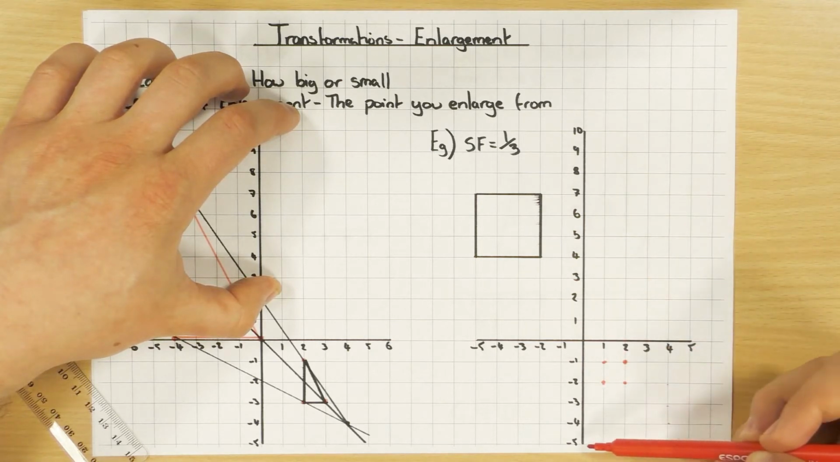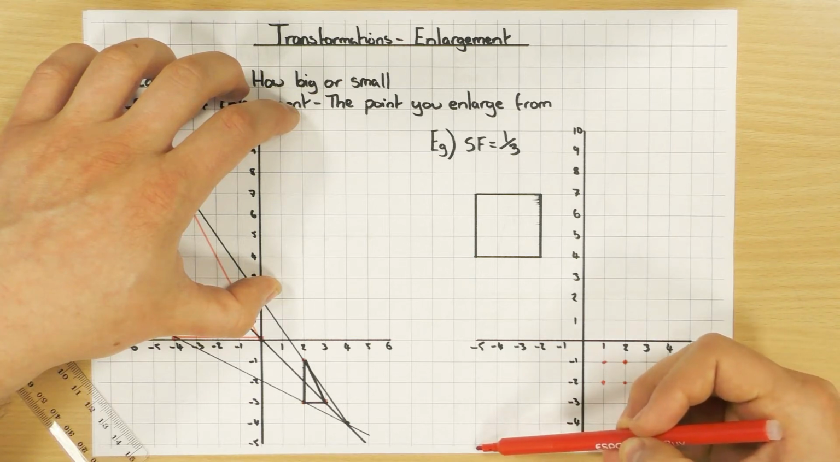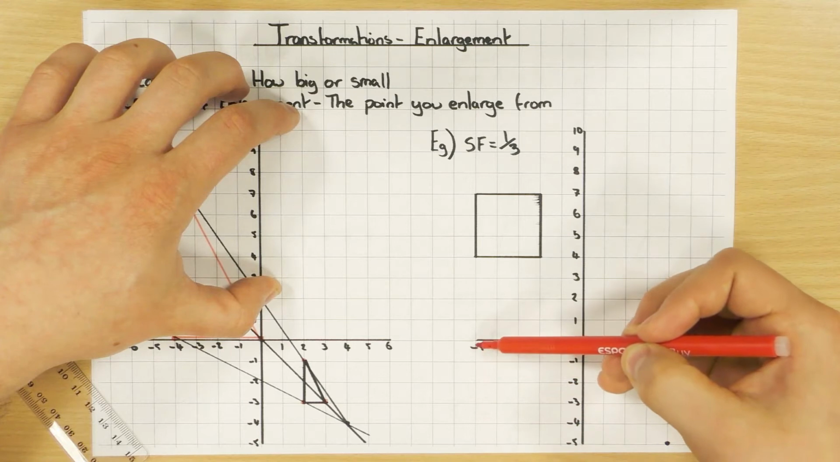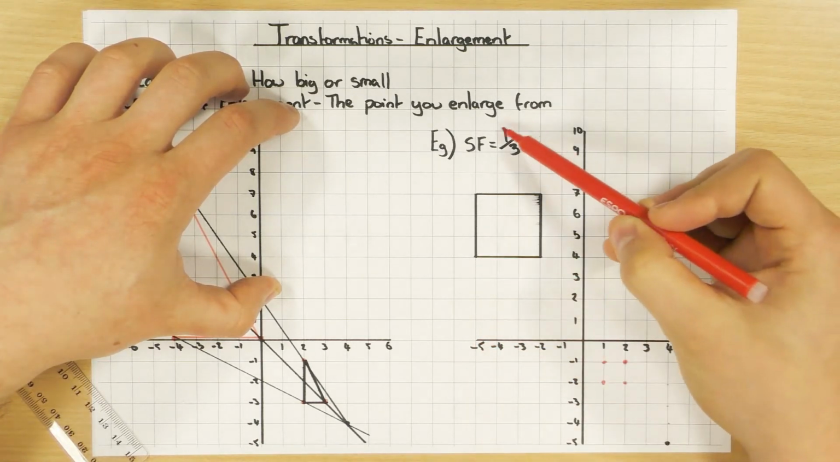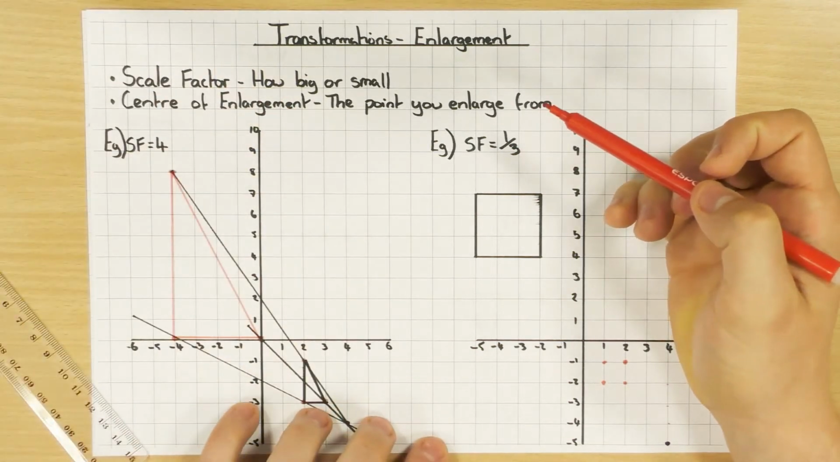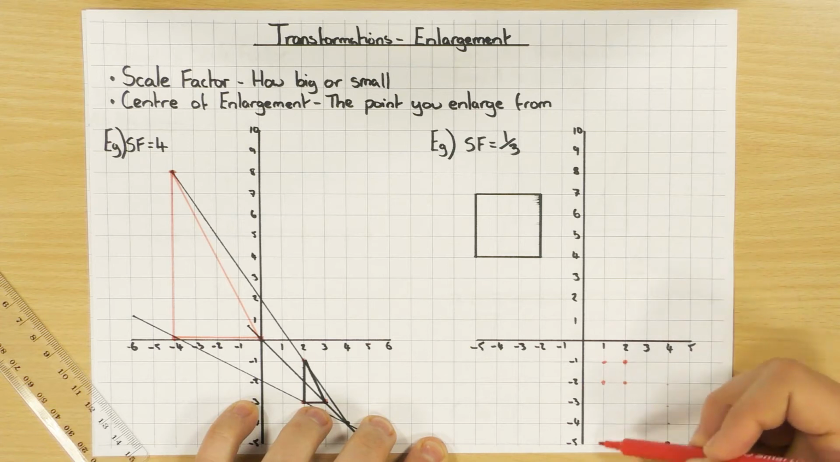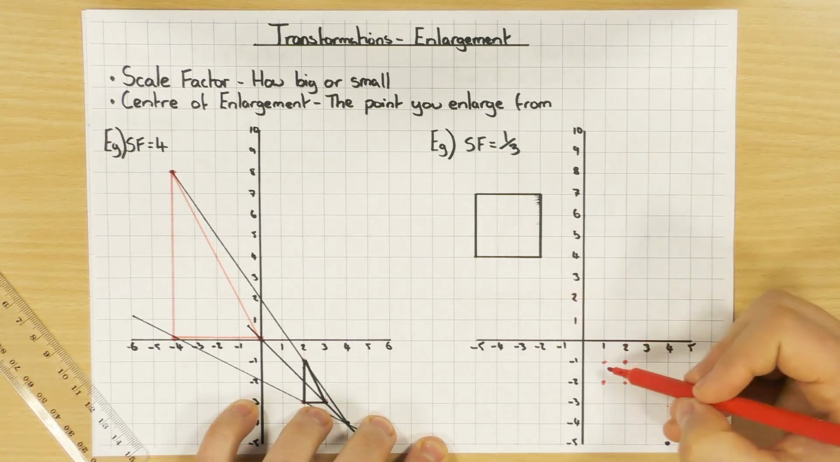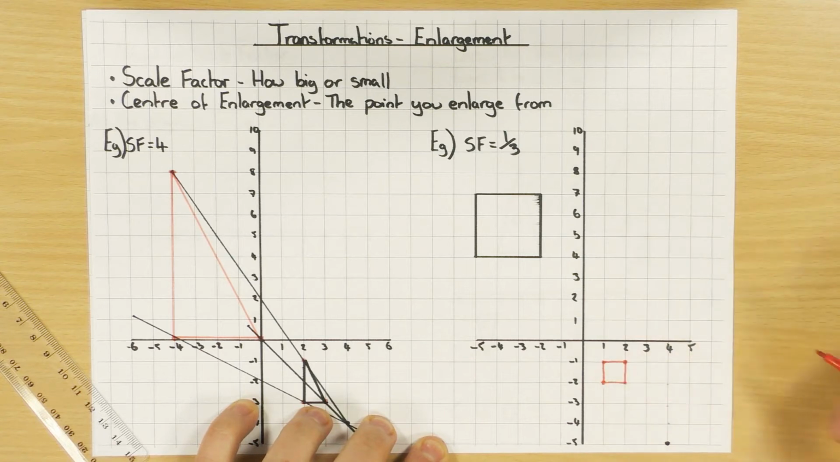1, 2, 3, 4, 5, 6, 7, 8, 9. And then 1, 2, 3, 4, 5, 6, 7, 8, 9. So 9 across and 9 up. Scale factor of 3, so divide both of those by 3. So 3 across and 3 up. Yes, that corner goes there. I'm pretty sure that that's going to be my shape.